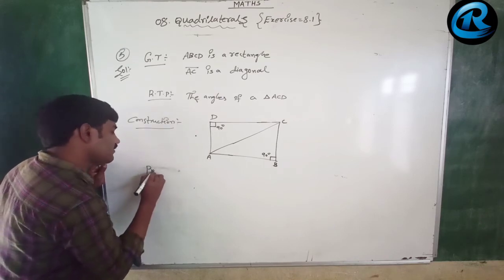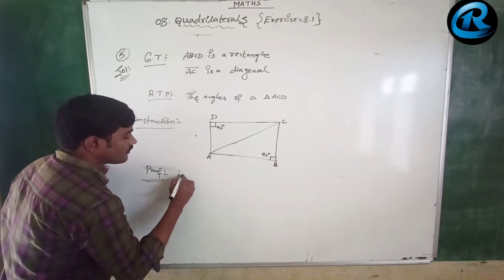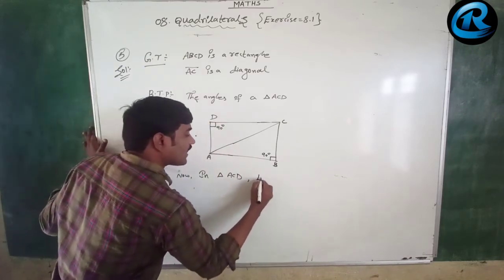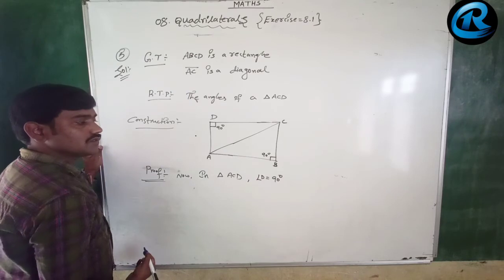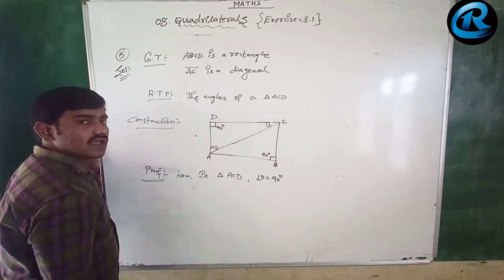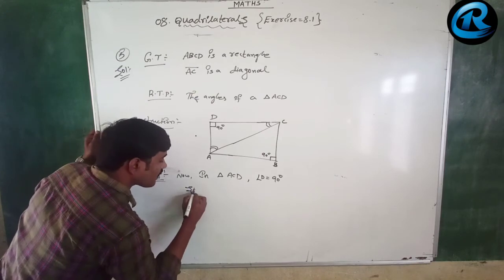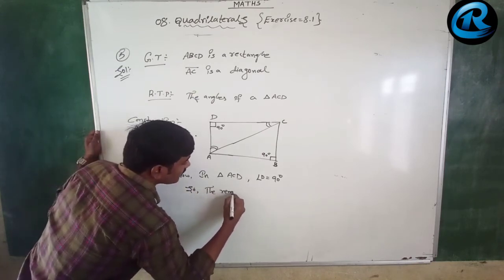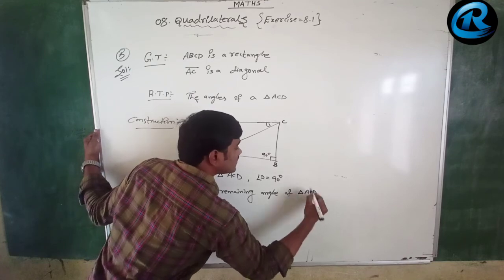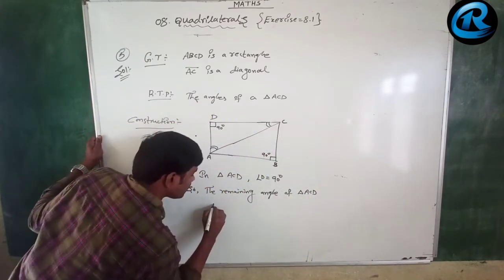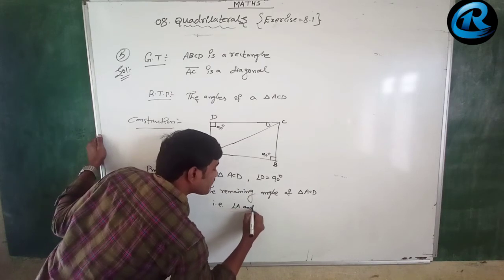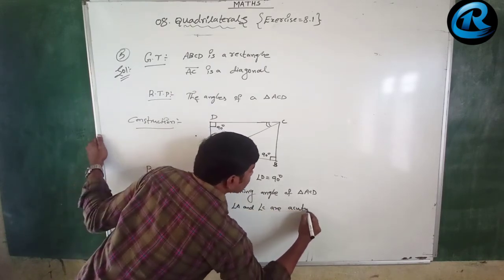Now proof. In triangle ACD, angle D equal to 90 degrees. So here angle D equal to 90 degrees, no? Then angle A and angle C are acute angles. So the remaining angles of triangle ACD, that is angle A and angle C, are acute angles.